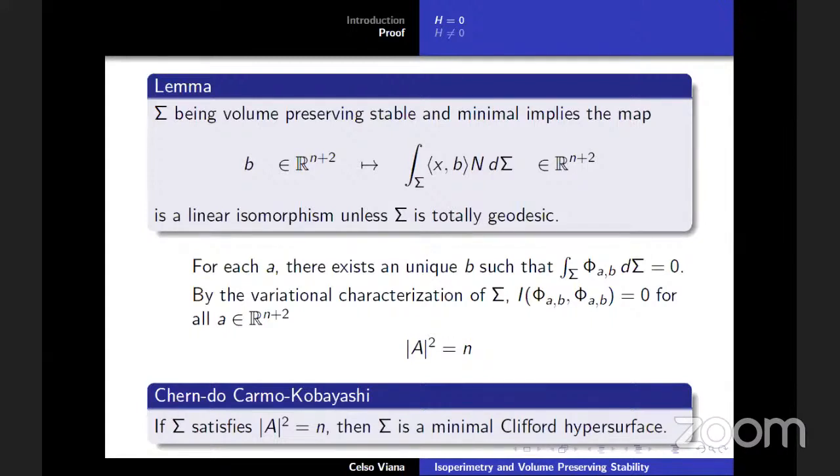The product of spheres. So the remarkable thing here is that you have many topologies for these Clifford hypersurfaces, but they are all united in a single equation, which is this equation involving the norm of the second fundamental form. And this is a challenge to address the CMC case because we don't have a similar characterization there, right? And the quadratic form is also algebraically very complicated.